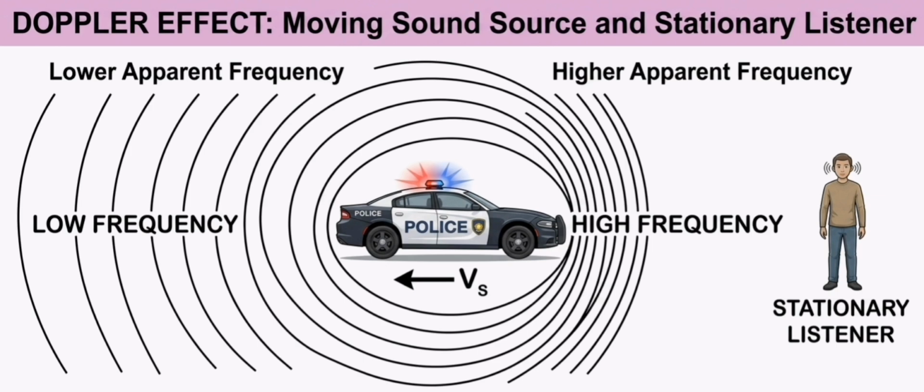Then there is a listener. This is you on the right hand side of your screen. Now you can see the listener is stationary, meaning that he's not moving. Therefore, as he's not moving, it means that his velocity is going to be 0.